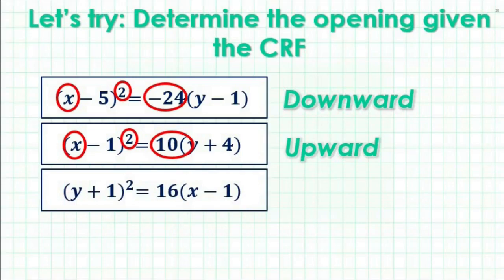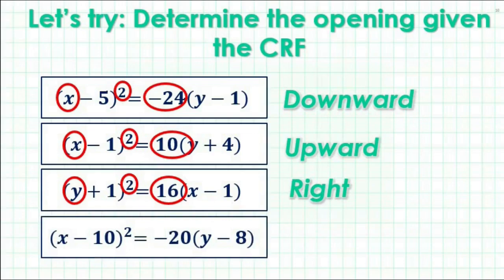Next, we have quantity y plus 1 squared equals 16 times x minus 1. We notice that in the third example, this time y is squared. Then, you will know that the only possible options would be, it may be a parabola that opens to the left or to the right. We now take note what 4p is. 4p is represented by 16. And since 16 is positive, we can now conclude that this is a parabola that opens to the right.